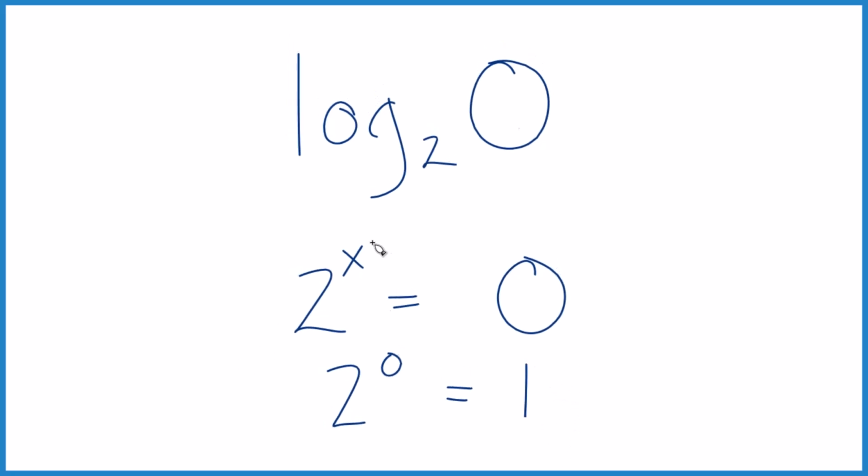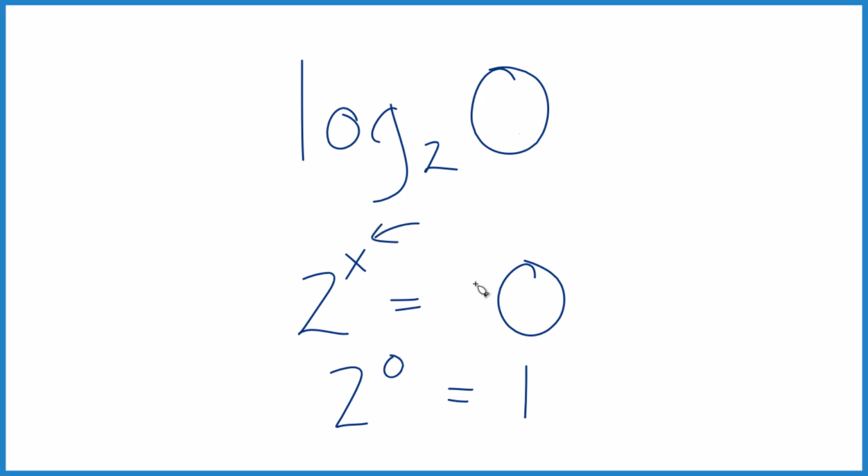So you can't really put anything in for x here that's going to allow you to end up with 0. There's just not any number that works. So if we take log base 2 of 0, or log base anything of 0, it's undefined. We can't find a value for x that equals 0. For example, if we take 2 to the 0, we're going to get 1. So we just can't do it.